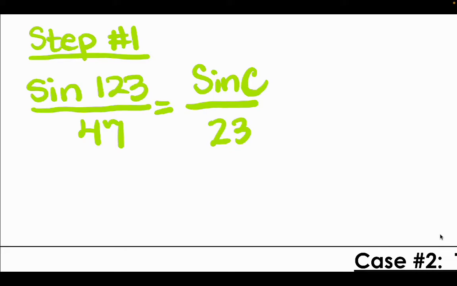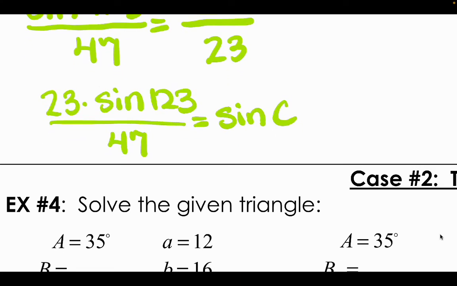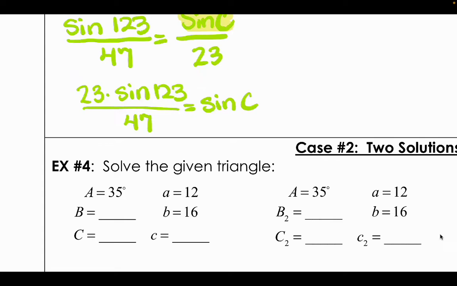Okay, so we know that once we set up law of sines, we have a proportion that we can solve by cross multiplication. Now, when you are trying to find an angle measurement, you're going to be using inverse functions. Alright, so when I cross multiply, I don't want to cross multiply the 47. Why? Because I don't want sine C to have anything else around it. So I'm going to leave that 47 where it is, and I'm really just doing this.